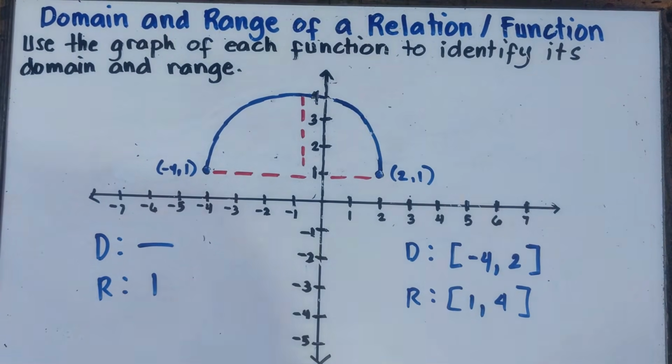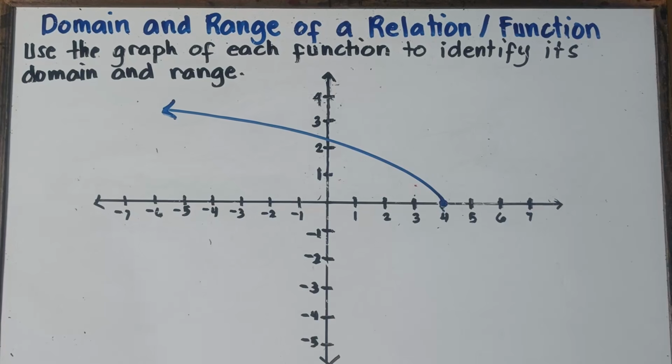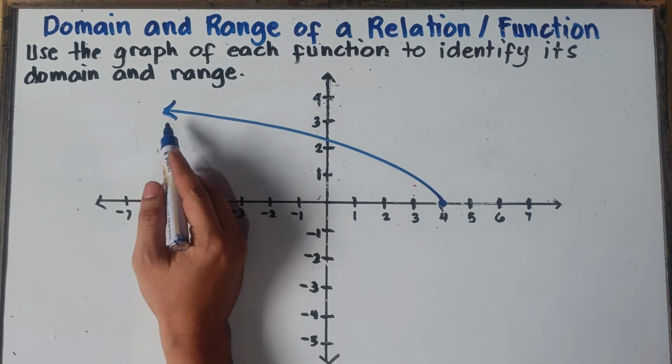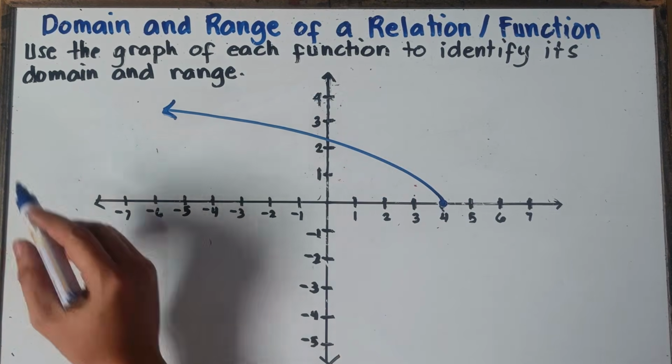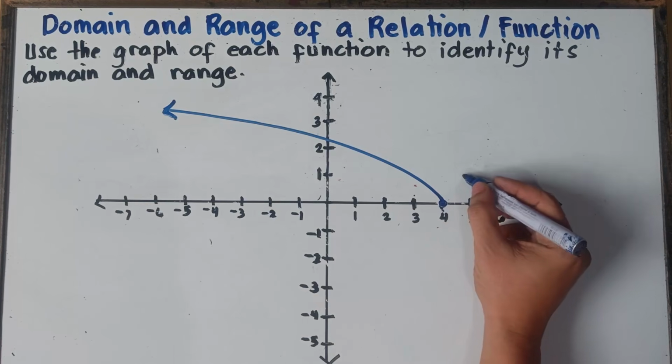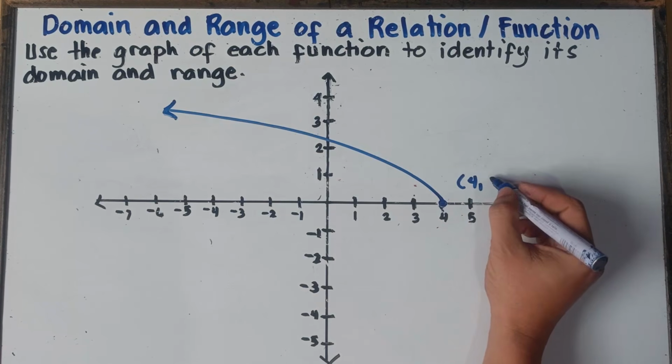Very easy, right? Alright, so let's have example number 3. So we have this given point, and then we have an arrow going to the left, so therefore it will extend infinitely going to the left. So once again, from this point, we know that this given ordered pair, there would be positive 4 for x, and then y is 0.